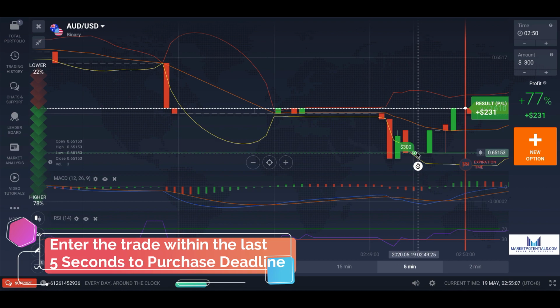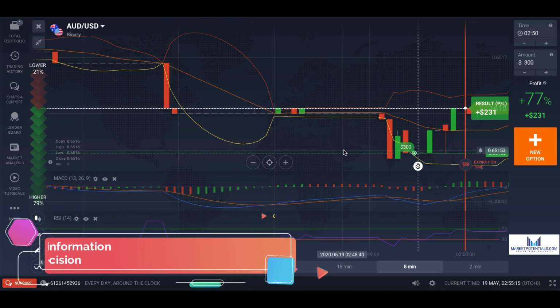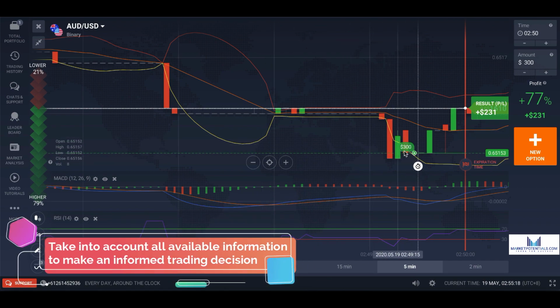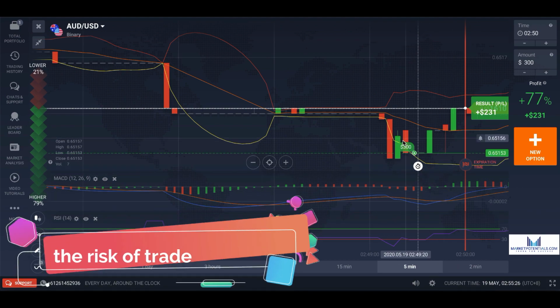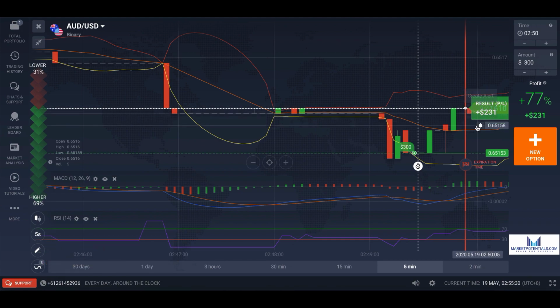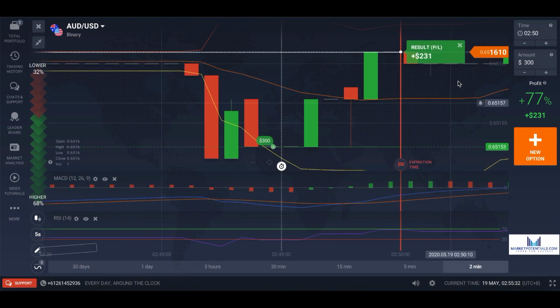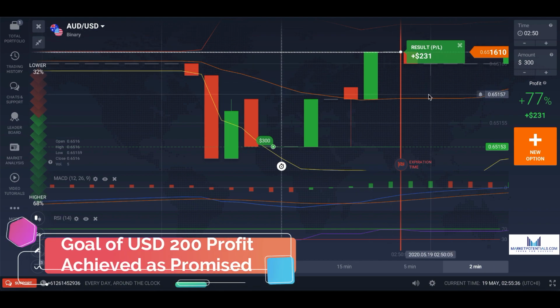So I think I timed it to about 2 or 3 seconds. I can't remember exactly which, but it was typically around there. So that just allows you to use all of the data you've had in the past and minimize the risk that you have going into the trade itself. Okay. So obviously, as I said, we selected higher, and true enough, it did bounce back very, very shortly thereafter, giving us this very, very nice profit of $231.